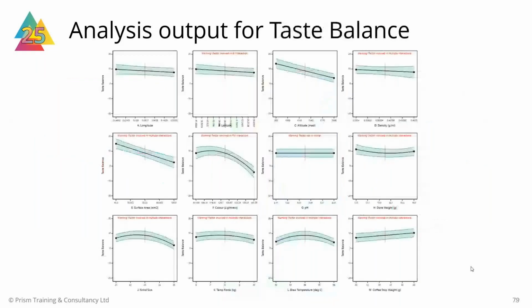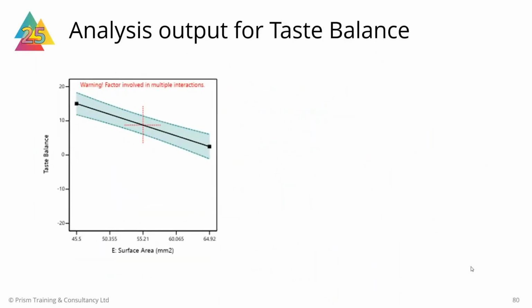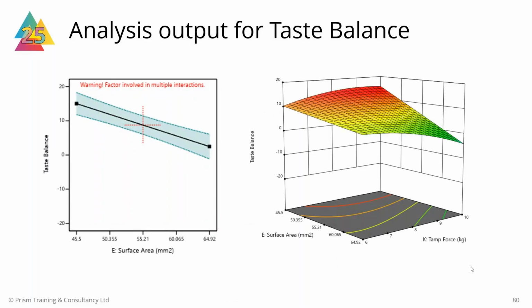We can do the same for the taste balance response and look at the surface area. Again, we can't control this, we can only measure it. But depending on the measured surface area, we can play with the tamp force, how hard we squish our coffee down, to try and get the balance of the flavor just how we like it. So again, these interactions really get to the heart of what I was trying to achieve with this study.